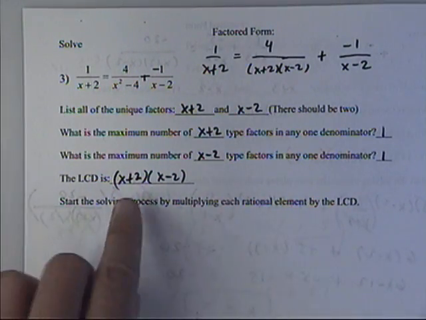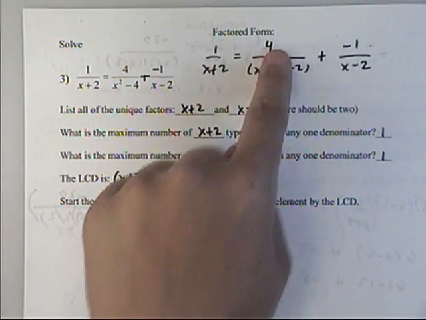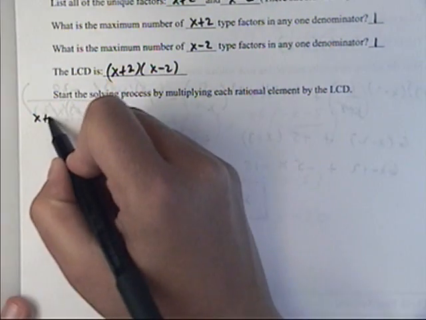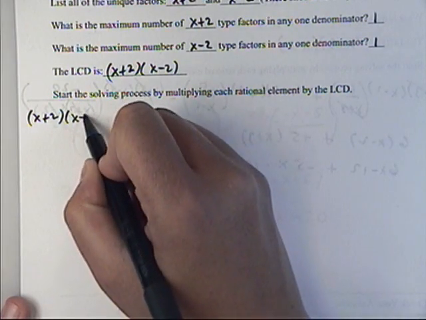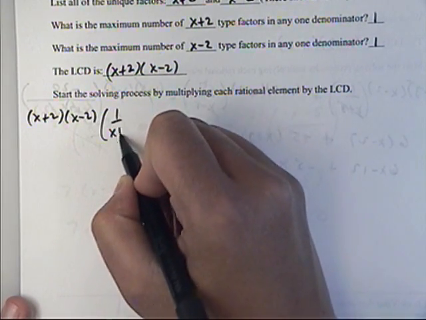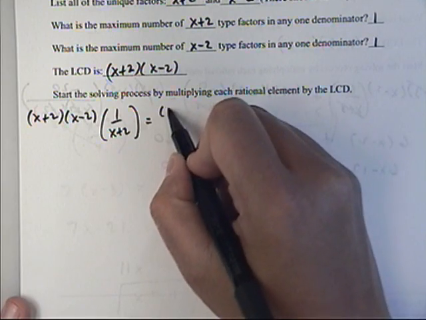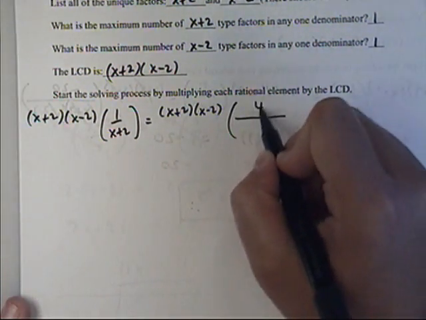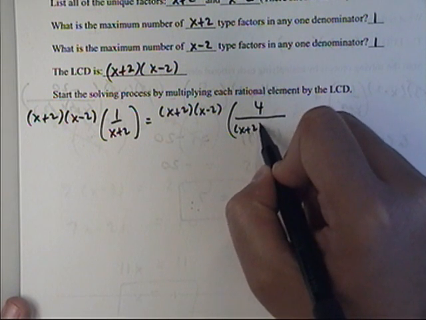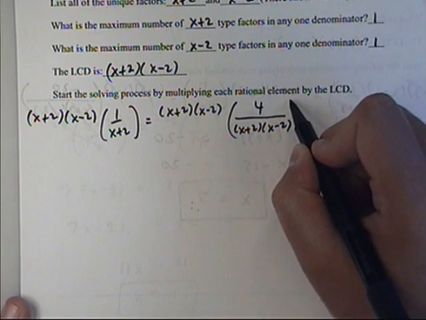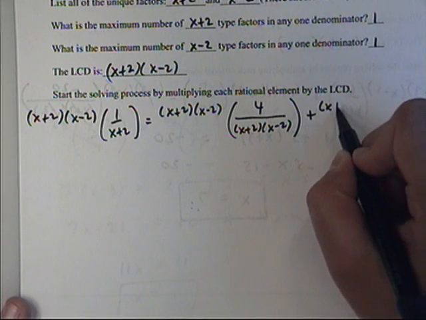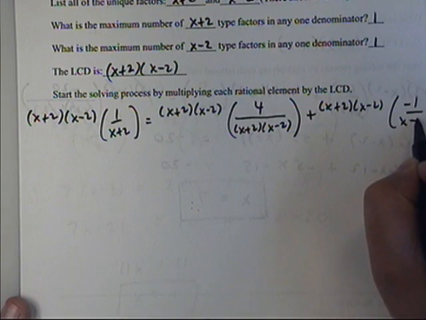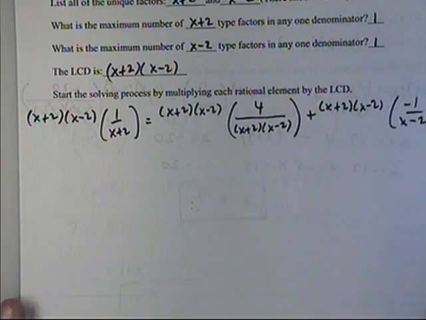So now I'm going to take that, I'm going to multiply it onto 1, 2, 3 terms. So here I go. There's my first term. Here's my second term. And here's my third term. Right there. Notice I've got the negative 1 on the top. That's what I want.